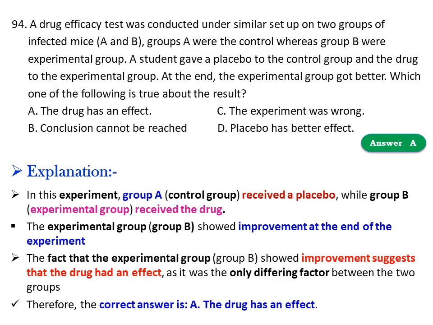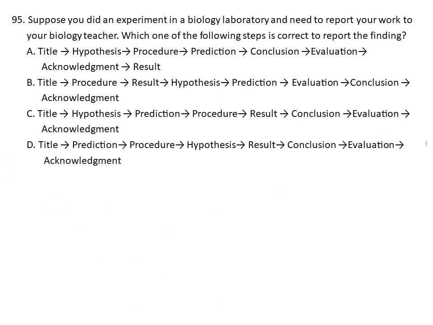In this experiment, group A, the control group, received a placebo, while group B, the experimental group, received the drug. The experimental group B showed improvement at the end of the experiment. The fact that experimental group B showed improvement suggests that the drug had an impact, as it was the only differing factor between the two groups. Therefore, the correct answer will be A. Drug has an effect.